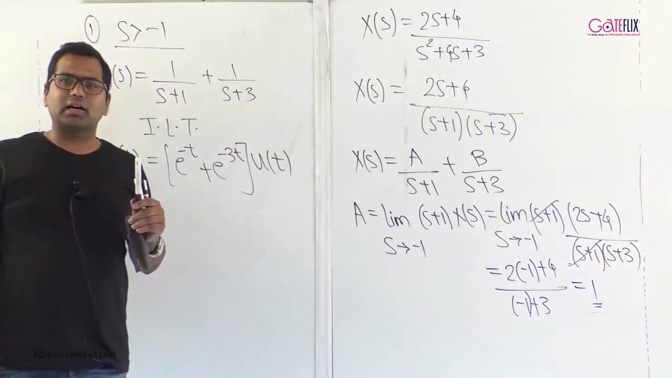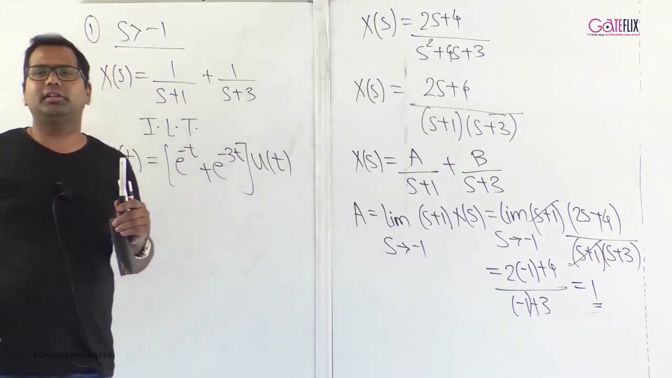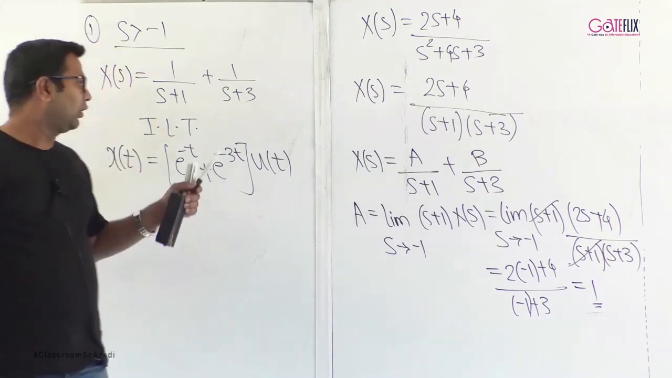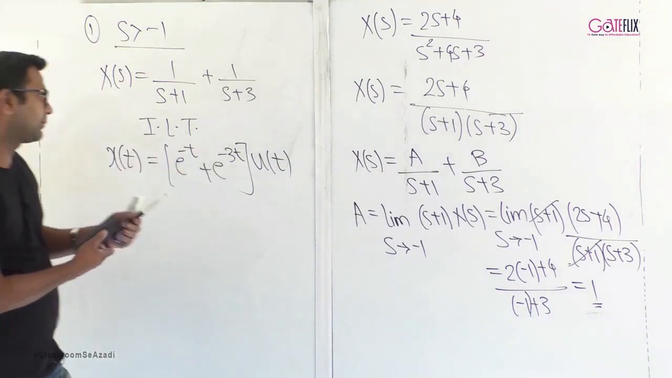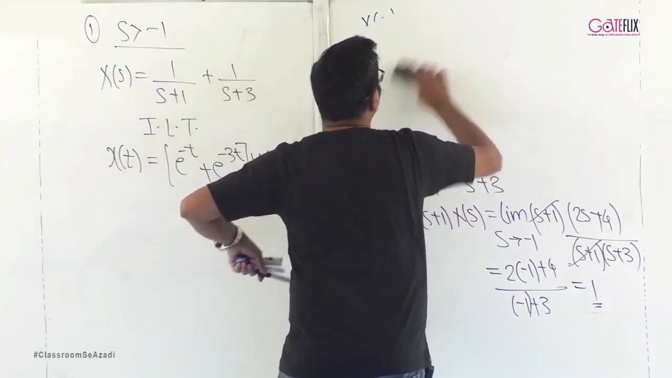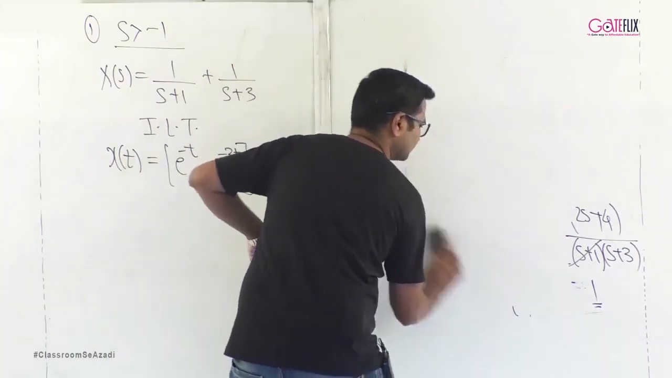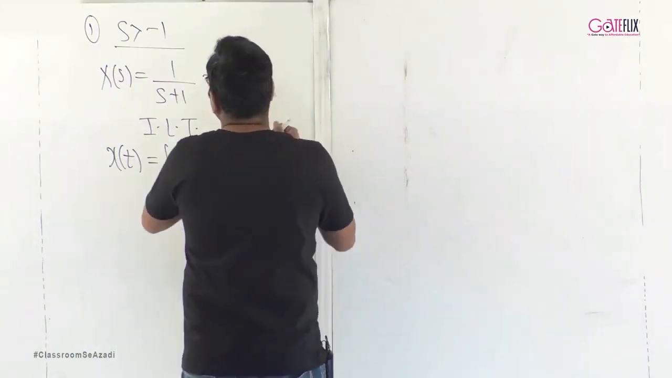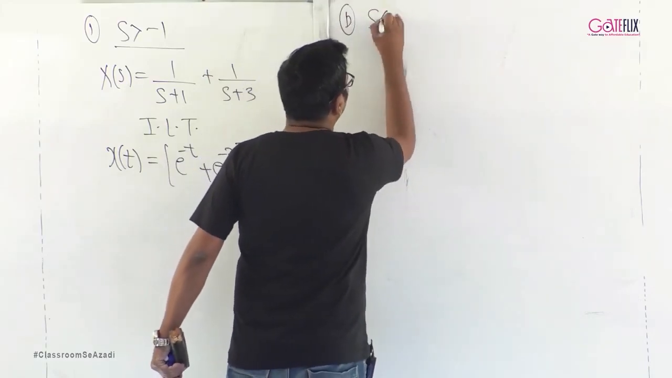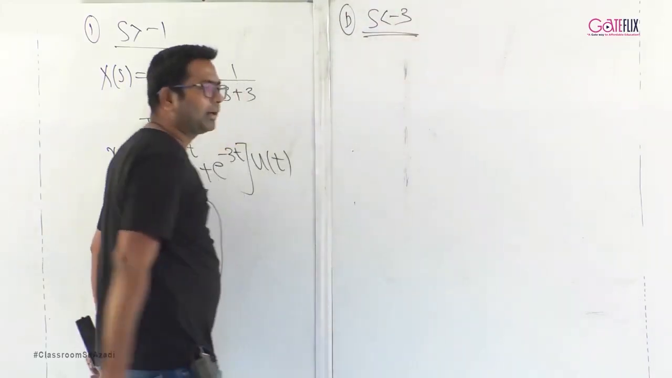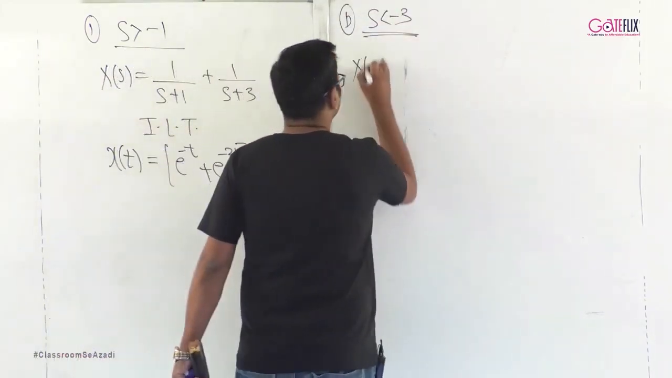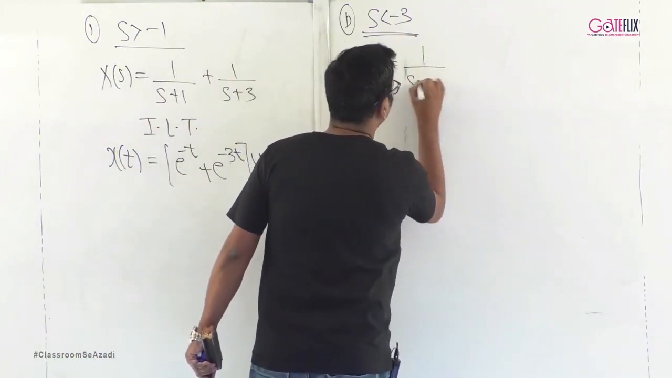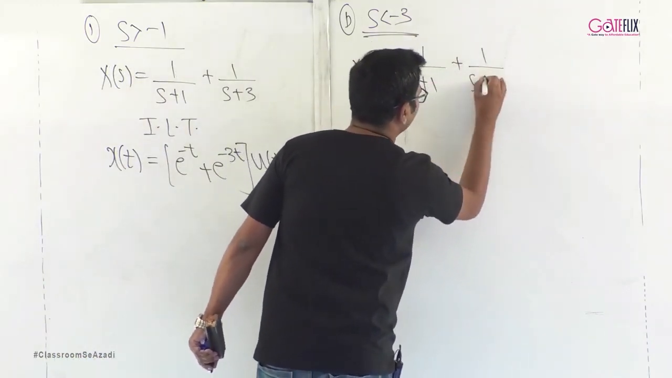A greater than sign in the ROC indicates a right-sided signal, and for a right-sided signal, we multiply by u of t. Similarly, in the B part, the ROC is s less than minus 3. Since the ROC is s less than minus 3, what will be the inverse Laplace transform?